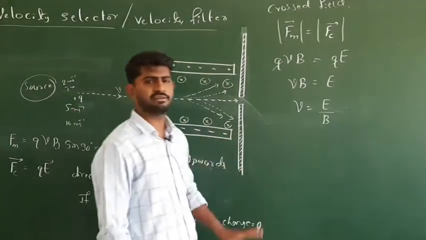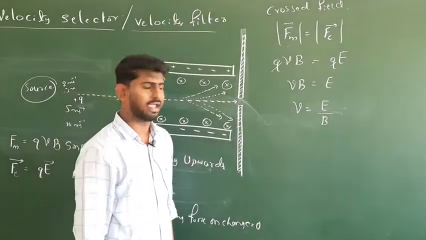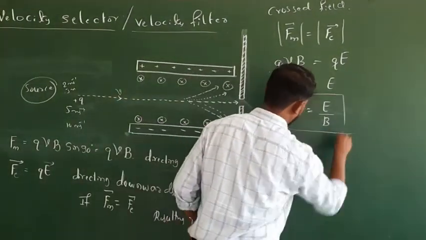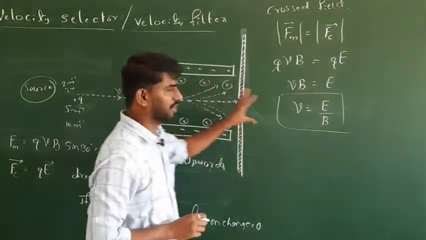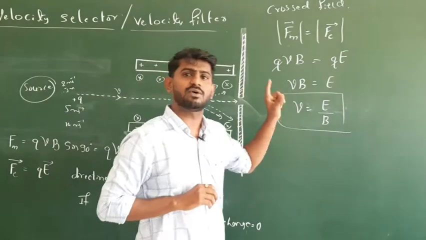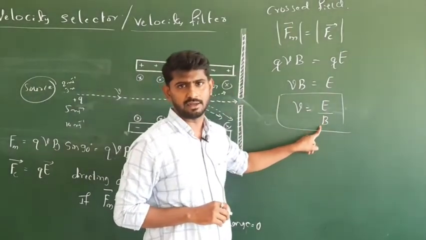So, it's a very important relation. You may ask, what's the use of this equation? Okay. So, now I will explain this in reverse, look. Suppose a charge is moving with a velocity equal to the ratio of the electric field to the magnetic field.